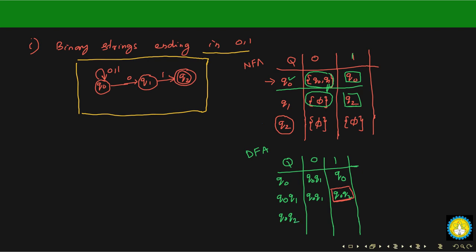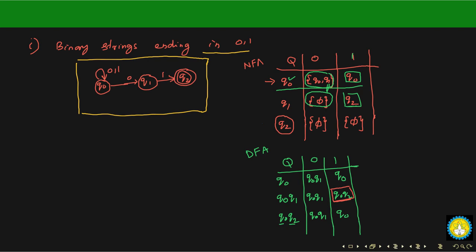So from Q0 Q2, looking at the transition on 0, I know that Q0's transition on 0 goes to Q0 Q1. Q2's transition on 0 is not defined. So again, here I will have Q0 Q1. Now what about Q0 Q2's transition on 1? Q0 on 1 goes to Q0 itself, and Q2 on 1 is not defined. So Q0 Q2's transition on 1 goes to Q0 itself. Okay, so if you look at this row, we don't have any new information. We don't have a new state. So we can stop here and then draw the DFA.